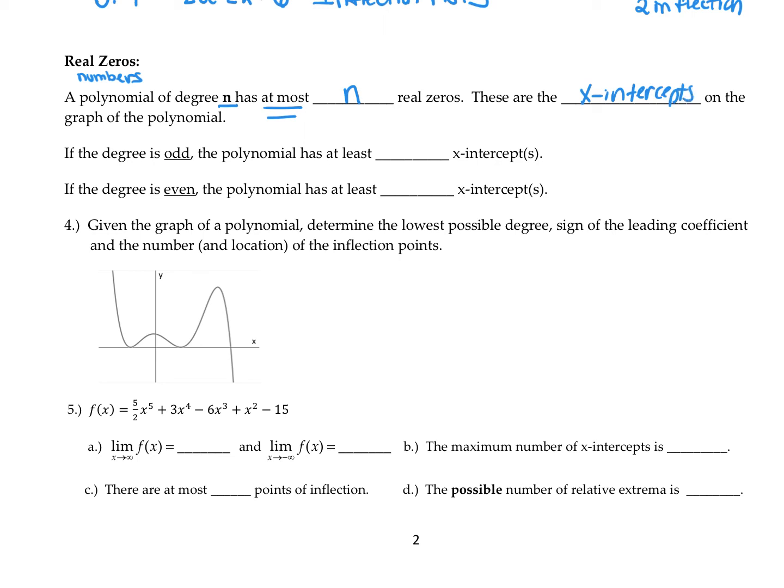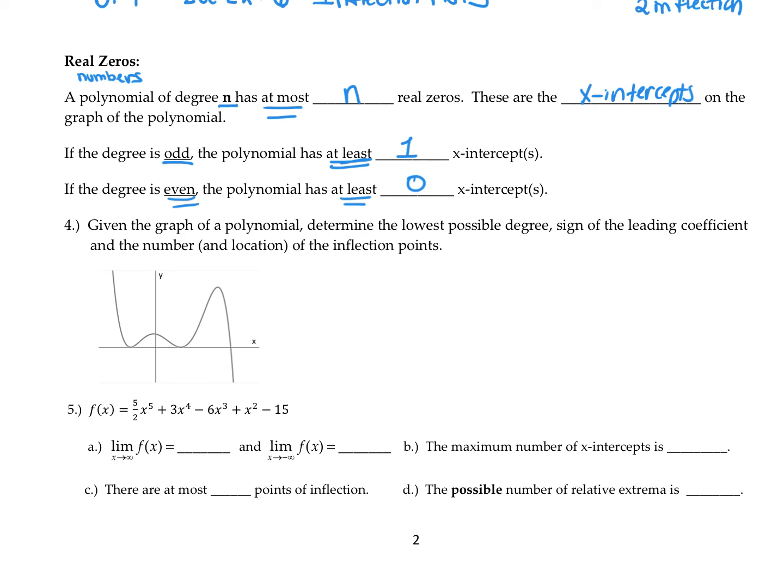If a degree is odd, the polynomial will have at least 1 x-intercept. If a polynomial is even, it will have at least none. So if it's odd, it should cross the x-axis at least once. If it's even, it may never cross the x-axis, but it could.